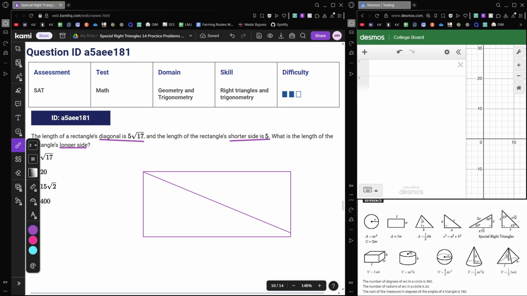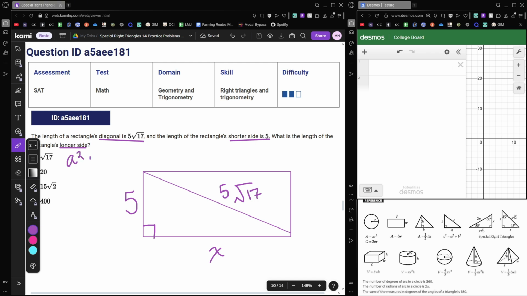Anyways, the diagonal is 5 square root 17. The shorter side, which is this one right here, is 5. And we're trying to find the missing side here. Once again, a rectangle has right angles. So we're trying to find the missing side in a right triangle. And to do that, we'll be using the Pythagorean theorem.